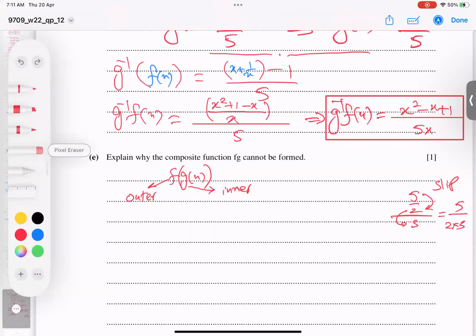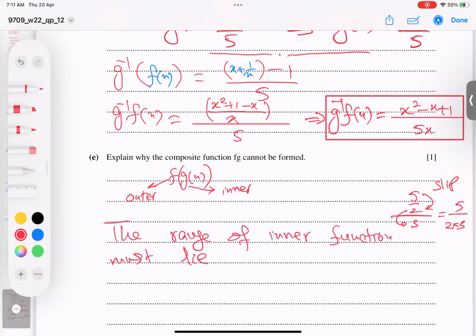So I'm writing here: the range of the inner function must lie inside the domain of the outer function.